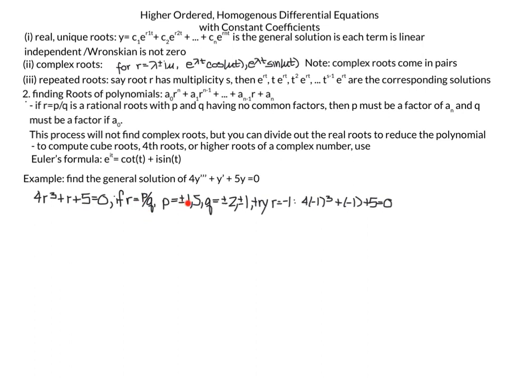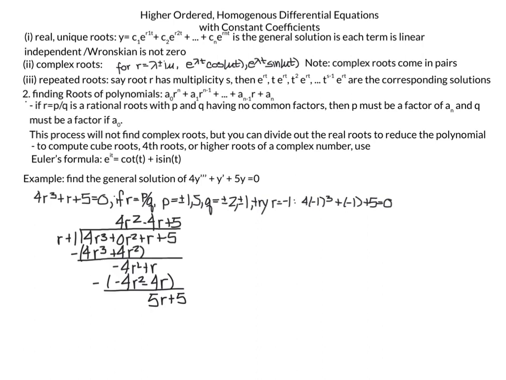So it's either plus or minus 1 or plus or minus 5. Q needs to be a factor of 4, so it's plus or minus 2, plus or minus 1. And I'm going to start with the smaller numbers. So I'm going to try r equals minus 1, and I plug it in, and I find it equals 0. So r equals minus 1 is my first root, and it is a real root.